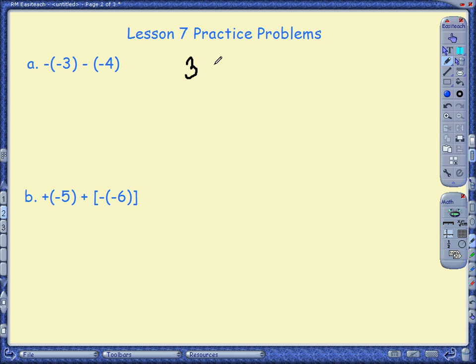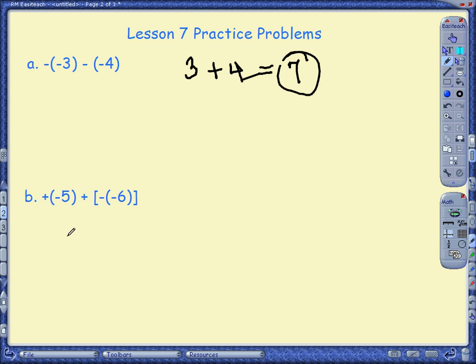Here we have to put a plus sign in, and it's plus the opposite of -4, which is +4. Every time we get an even number of negatives in front of a number, that makes it a positive number. And this would then be equal to +7, and that would be our answer.